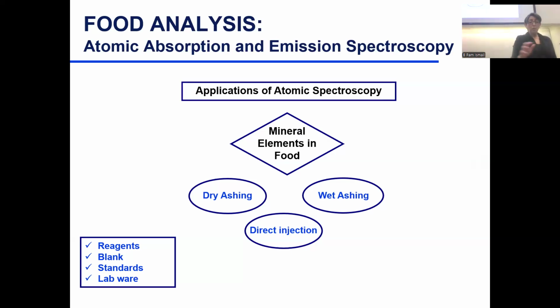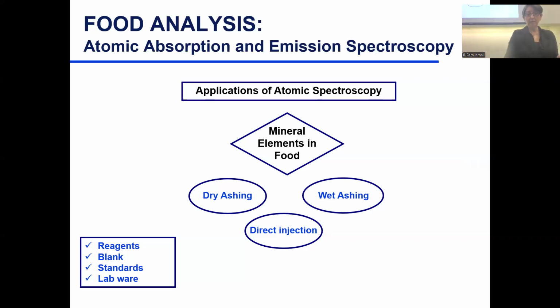And then we always have to run a blank just in case the HCl we're using or different reagents we're using might have contaminants of the minerals, contamination with iron. So we always have to use a blank and subtract from the absorption of your sample so that we correct for any contamination.